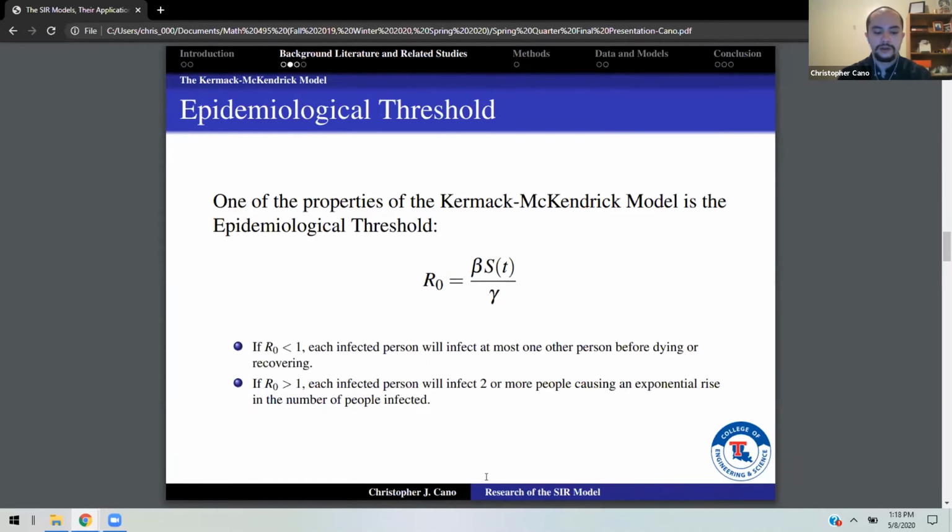So here's one of the main properties of the Kermack-McKendrick model: the epidemiological threshold. So we have the infection rate multiplied by the fraction of the population susceptible at a given time over the recovery rate. Now, if this threshold is less than 1, then each infected person will infect at most one other person before dying or recovering. But if this threshold is greater than 1, then each infected person infects 2 or more people, which will cause an exponential rise in the number of infected.